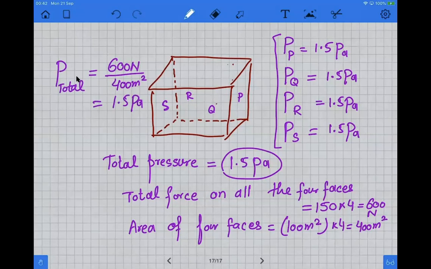Basically the concept here is that if you make calculation only for P, then the force is 150 and the area is 100 meters square. When you take P and Q, the force and area both become double. When you take P, Q and R, the force and area both become triple. When you take P, Q, R and S, the force and the area both become quadruple. So when you take pressure, you see it is not following the vector addition or scalar addition.